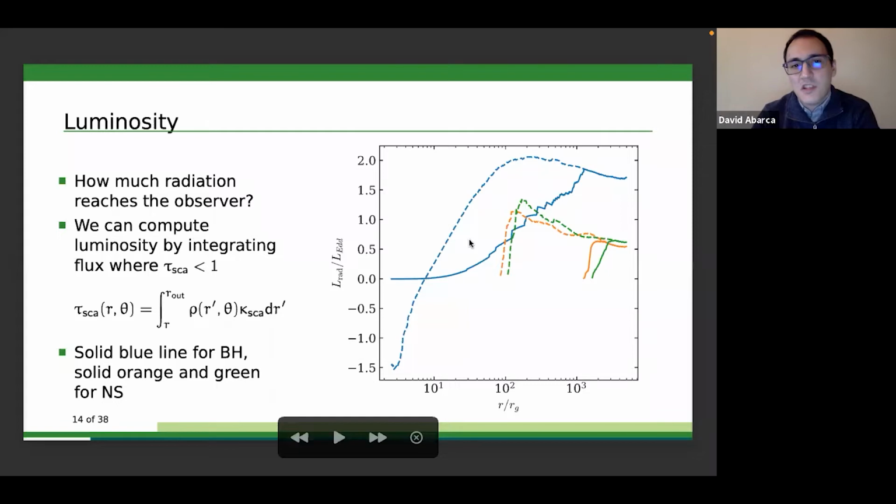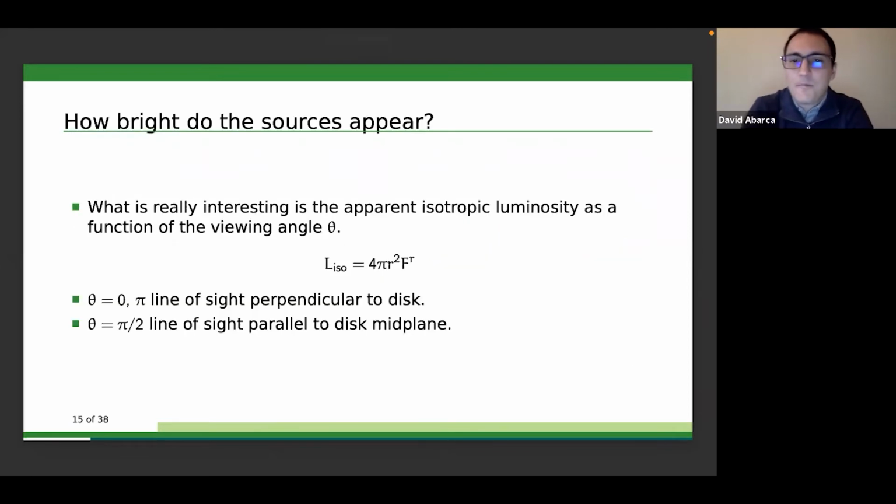which I'll explain in more detail how it works later. And we find that the actual luminosity which reaches the observer is, for these neutron stars, barely half an Eddington. For the black hole, it was about 1.5 Eddingtons. So this is the amount that actually escaped. But what we're interested in is how bright do the sources actually appear?